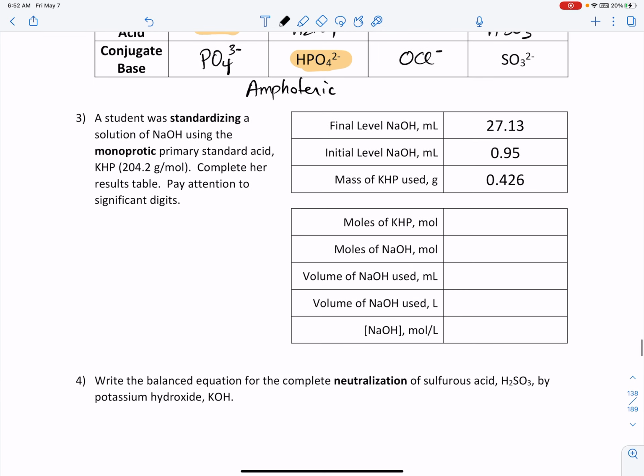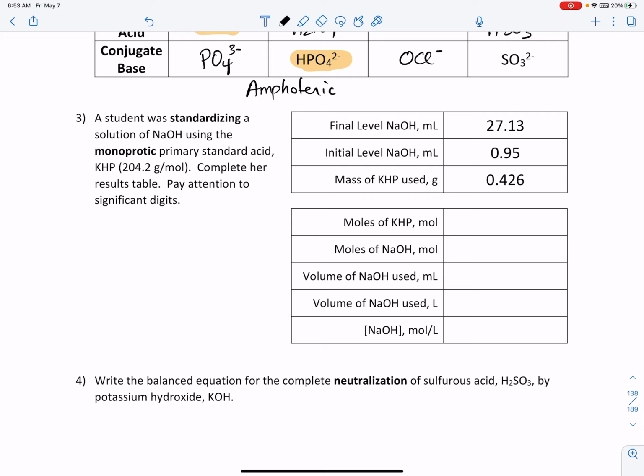Question 3 is a titration question, which is really just a stoichiometry question. We're told that we're standardizing a solution of sodium hydroxide. Sodium hydroxide is a base, a strong base. It has a metal, sodium, attached to hydroxide, and that's the formula for a strong base. We're standardizing a solution of sodium hydroxide, which means we're going to find its concentration exactly, right? To standardize a solution is to determine what its concentration is.